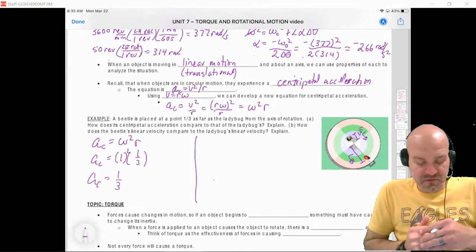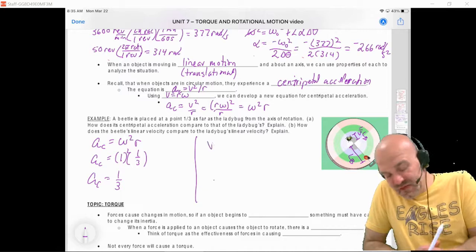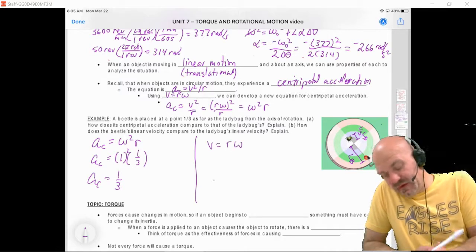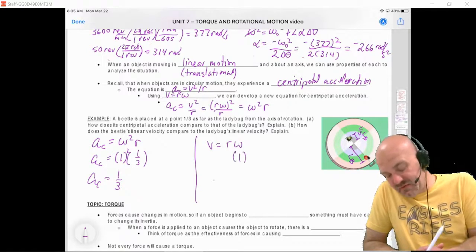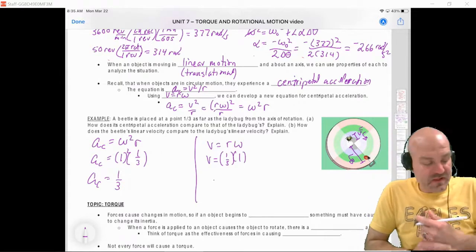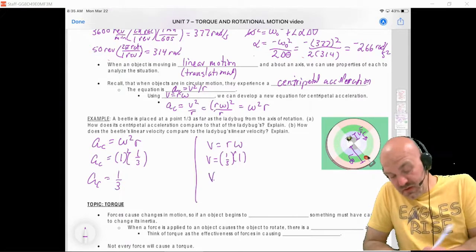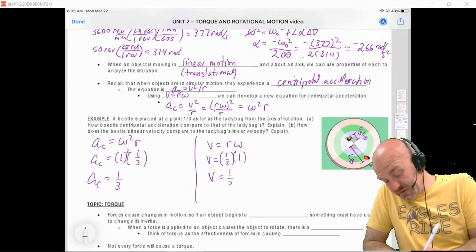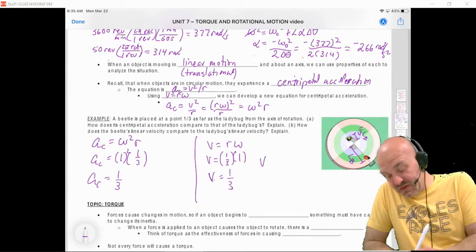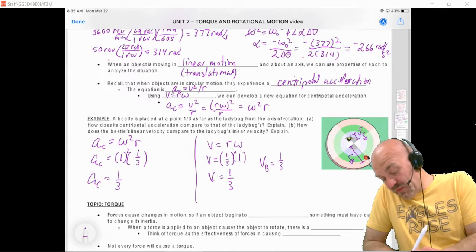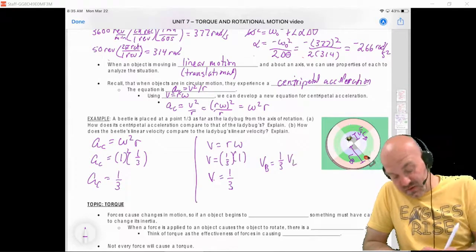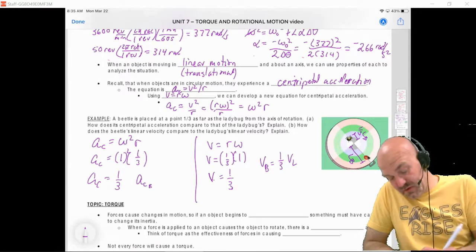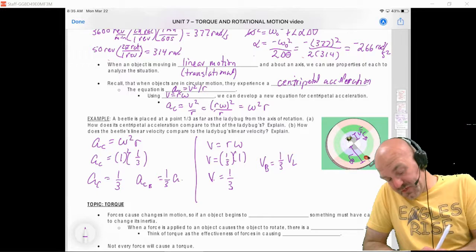Now, how does their linear velocity compare? Well, we do the same thing, right? And so we're saying that the ladybug is the original, but again, omega is going to be the same, but you could see that the velocity will also be 1/3 of the ladybug's, right? And so the velocity of the beetle will be 1/3 of the velocity of the ladybug. And here, the acceleration of the beetle will be 1/3 of the acceleration of the ladybug.